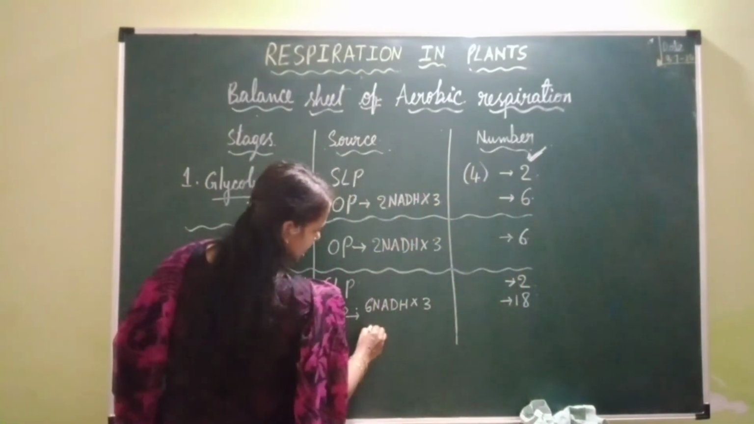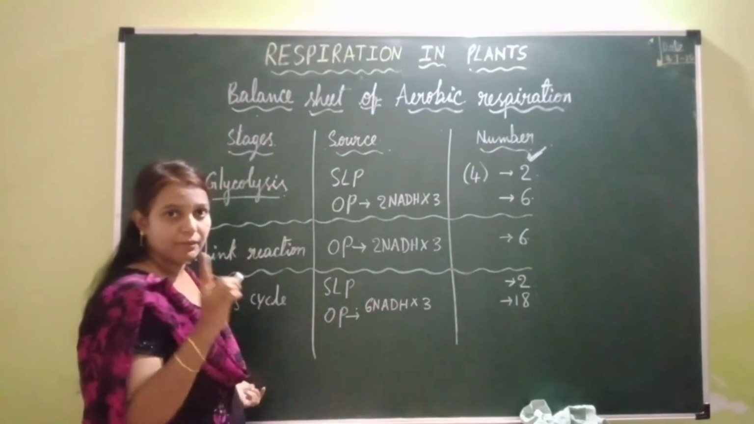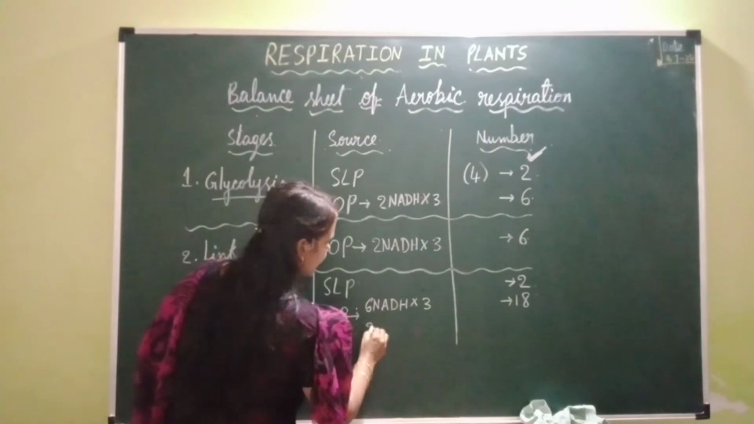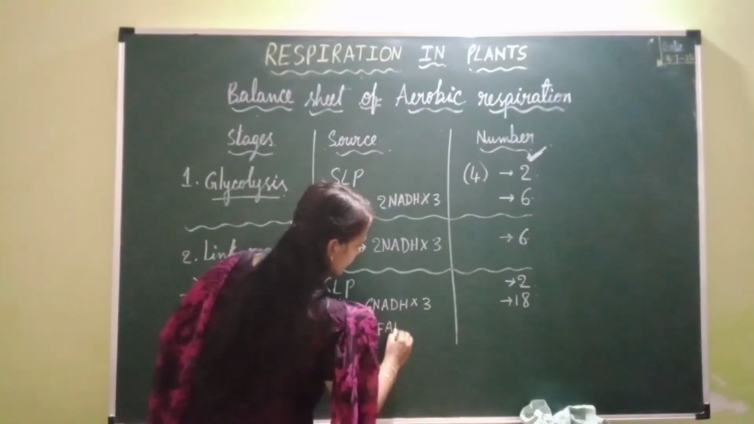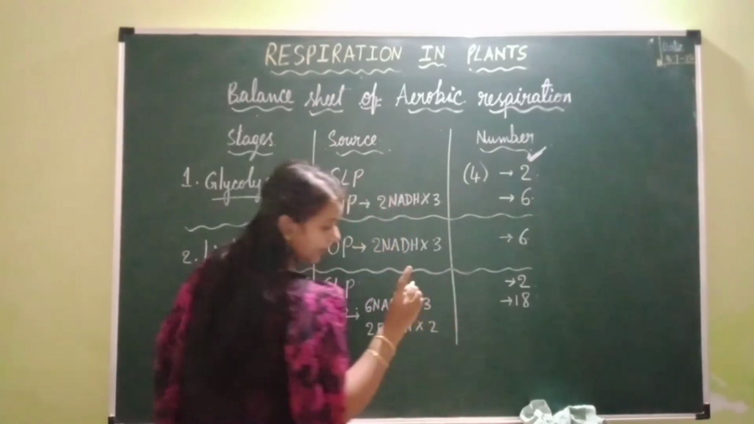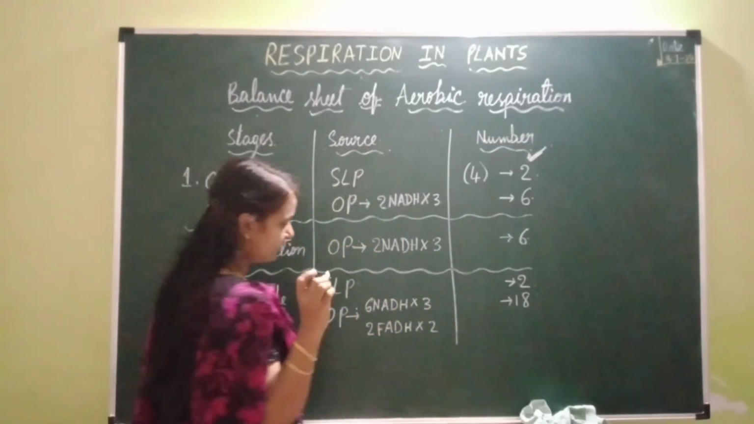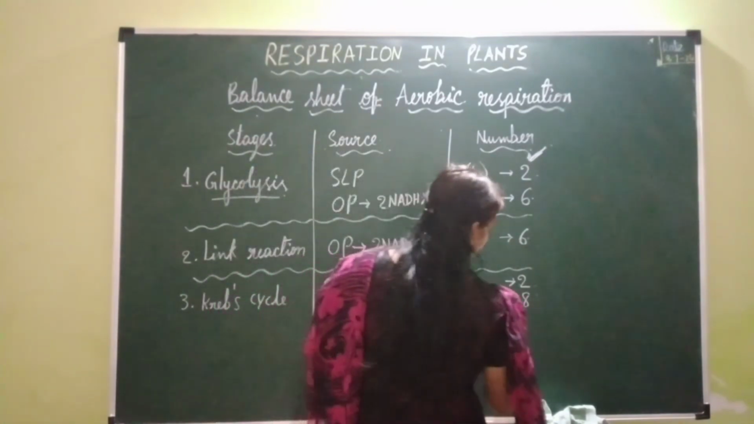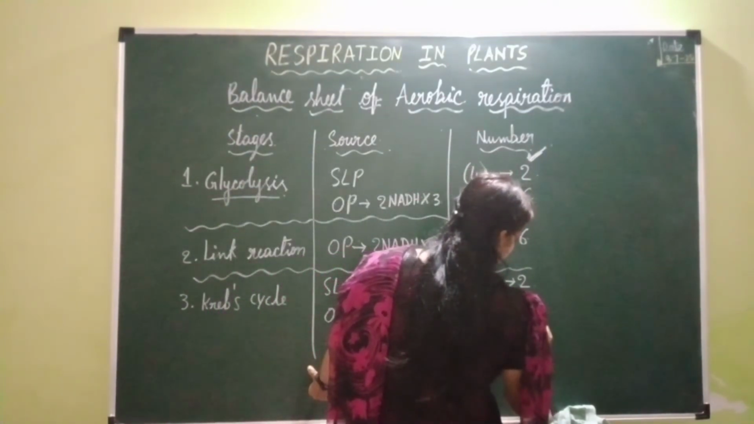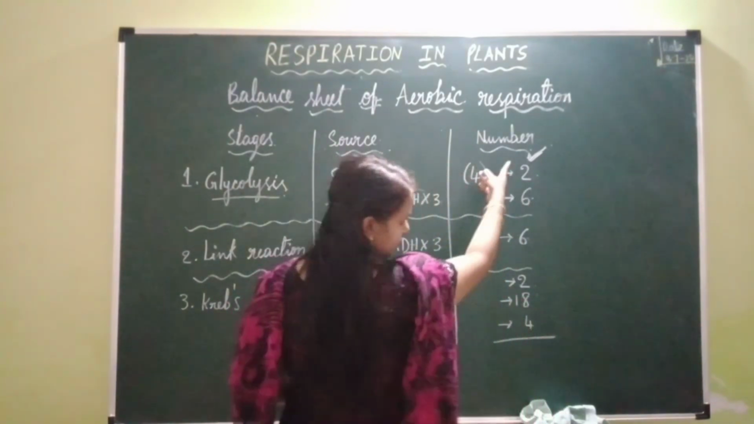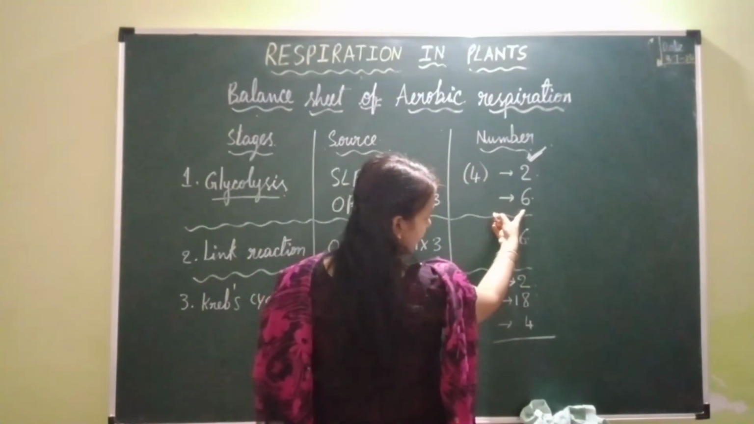Next, FADH2. How many FADH2 actually per one cycle? One FADH2. Per two cycles of Krebs cycle, 2 FADH2. So, 2 FADH2 into 2. Per one FADH2, how many ATPs will be formed? 2 ATPs by its breakdown through ETS. So, totally how many ATPs? 4 ATPs.